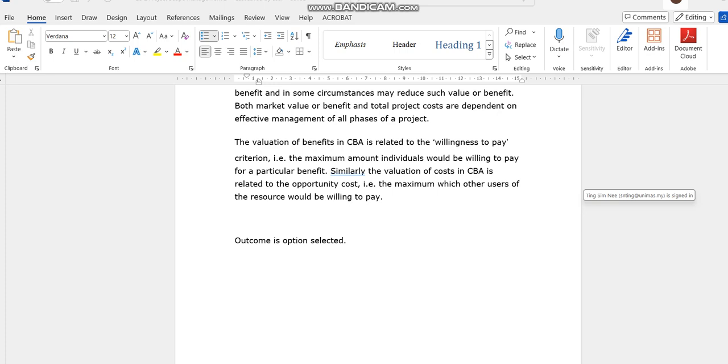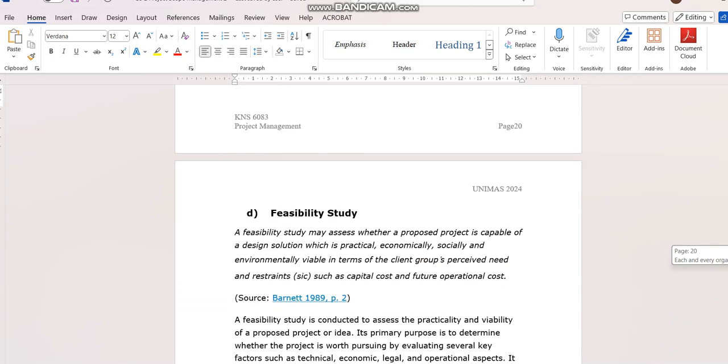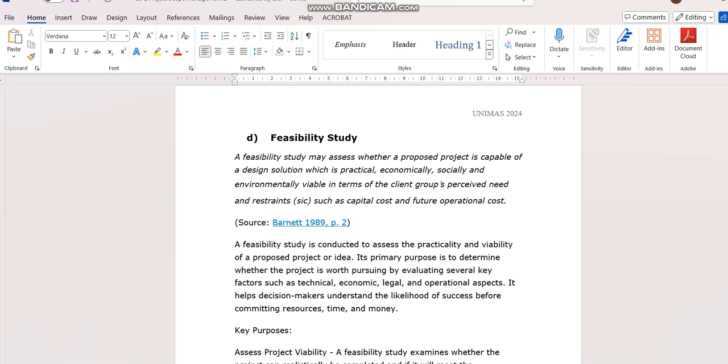So the outcome of the option analysis, or this particular section, would be the option selected. Once the option is selected, what we need to do is to conduct a study of whether this particular option is practical and viable. Whether the design solution is practical technically, whether it can be done technically, the location itself is okay to go for that, economically, socially, environmentally. So with that particular option that we have chosen, we will do a proper feasibility study, okay?